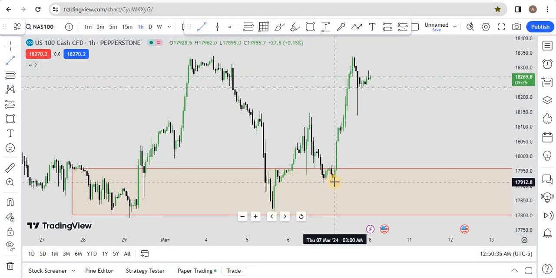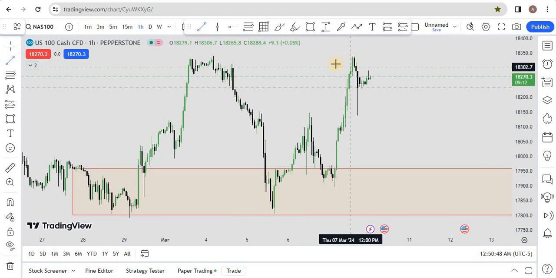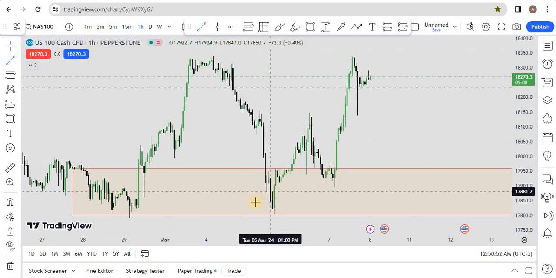What kill zone hour? 3 a.m. What is that time? A London session, right? So London session, New York session, and New York PM session go to the opposite side liquidity. Understood? Okay, this is a 1 hour time frame.